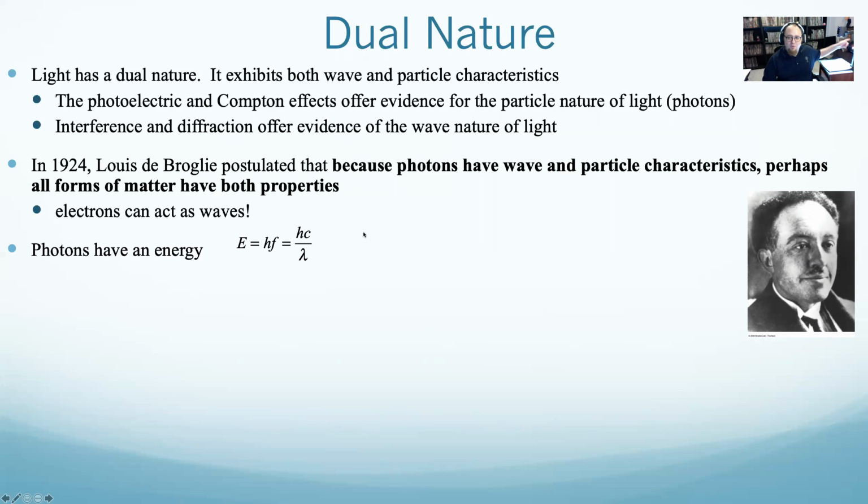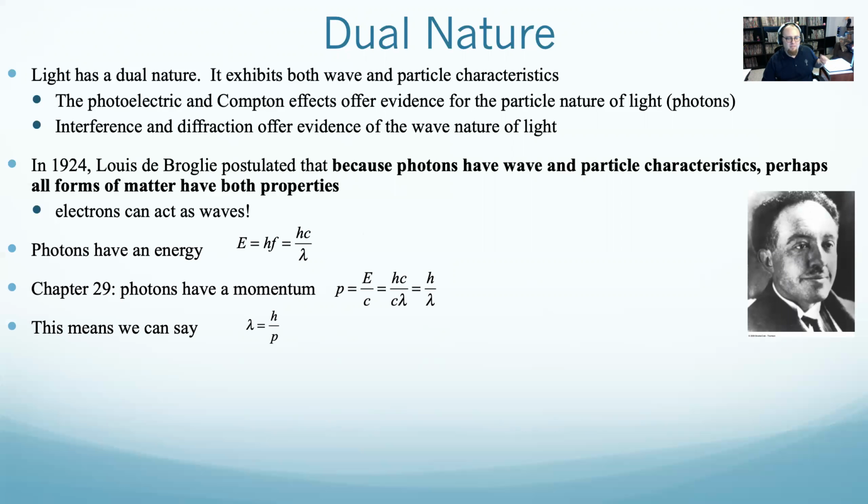And we know, because of what Einstein said last chapter, that photons have momentum. The momentum of a photon is E over c. But E over c would be h over lambda. That means the wavelength of a photon is h over p.